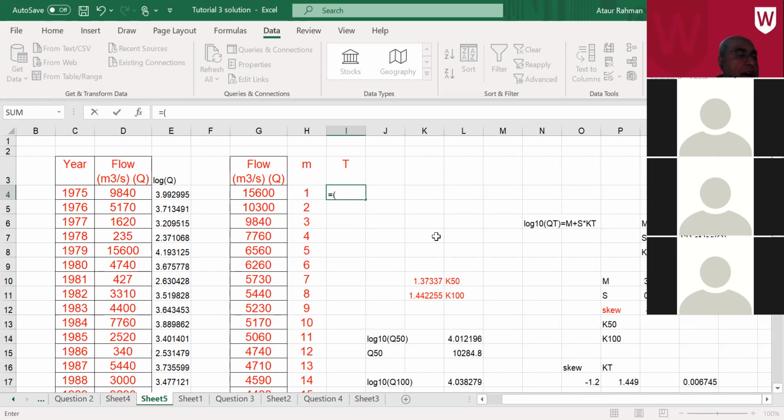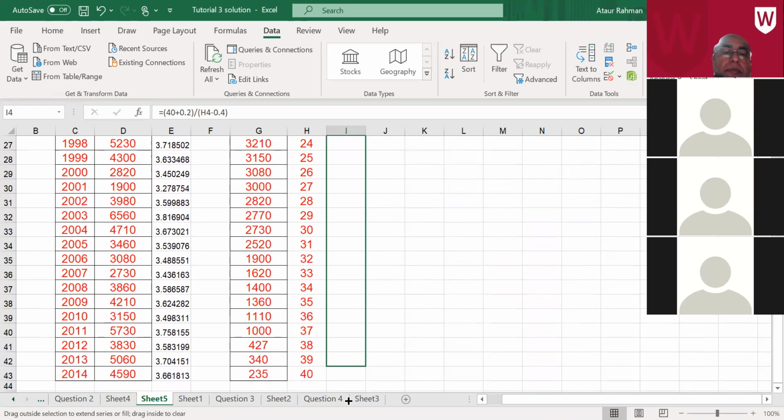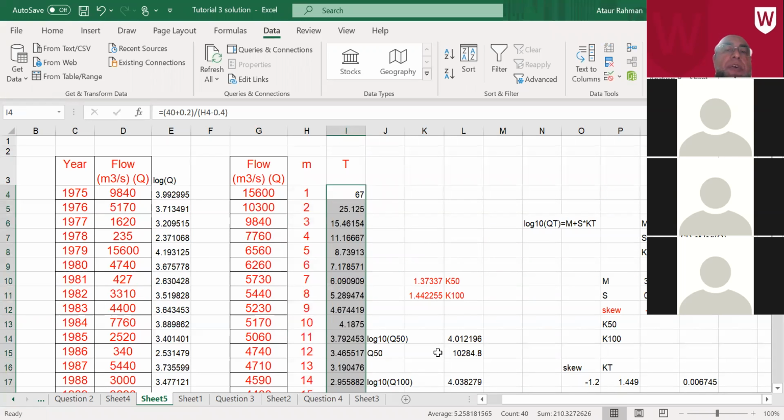So that is N plus 0.2. So our N is 40, is that right? How many years of data points do we have here? M is the rank, which is this cell minus, which we did before basically. And we copy it down. So this is our return period of the data.